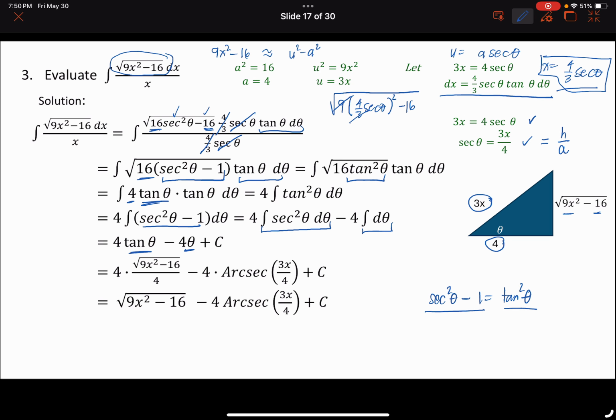So we need tangent theta. Tangent is opposite over adjacent. So 4 tangent theta would be 4 times the square root of 9x squared minus 16 all over 4, minus 4 theta. Since secant theta is 3x over 4, theta is inverse secant of 3x over 4. So we can cancel out 4. So we have square root of 9x squared minus 16 minus 4 arcsecant of 3x over 4 plus c. So that's for the examples regarding trigonometric substitution.